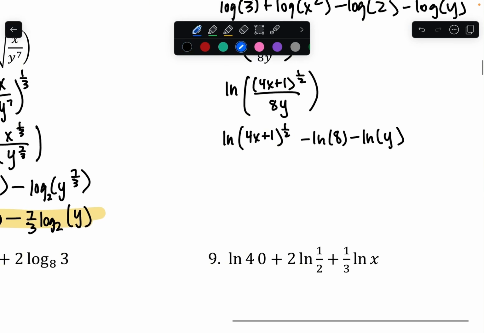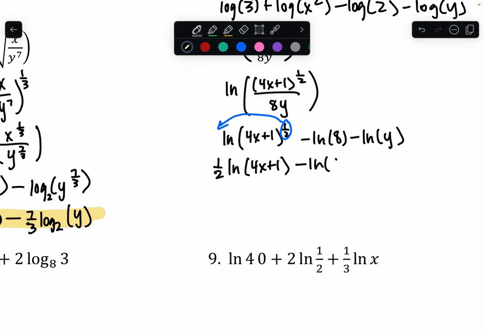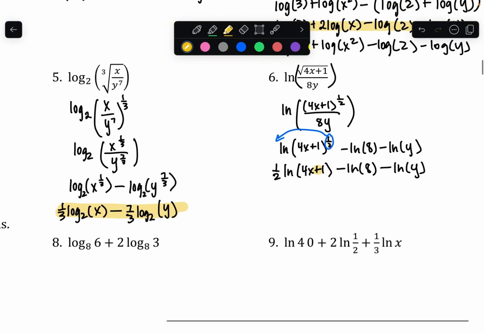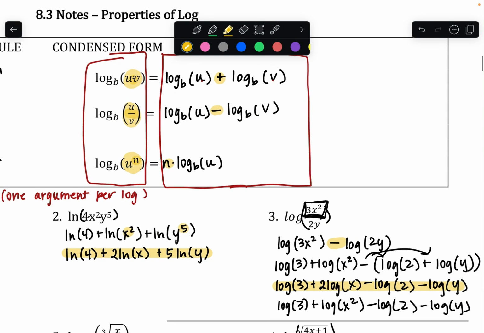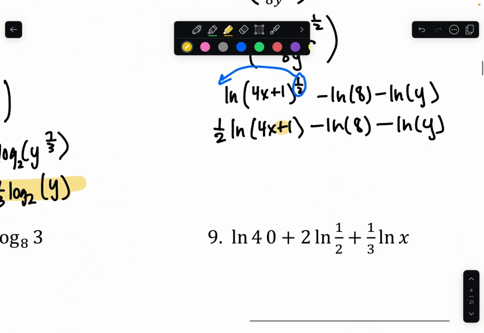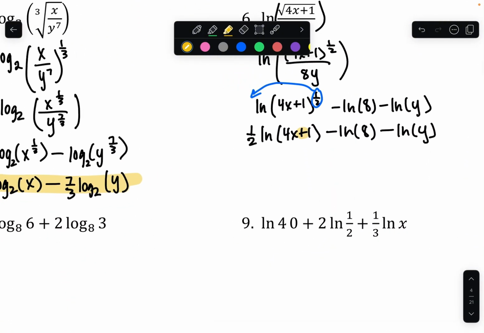Okay, and so now focusing on this 1/2, we know that needs to come out front. And then be very, very careful with what we're left with. We do not have a property for when we are adding inside of a log. You cannot break those apart into their own individual log. We only have properties for when we are multiplying, dividing, or raising to an exponent. And so if you have addition inside the log, that stays. You can't do anything with that. So this is actually our simplified final answer.